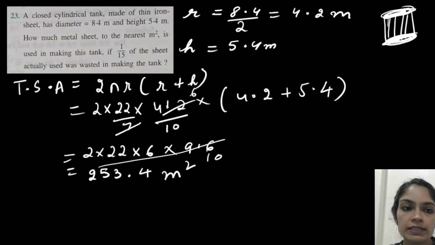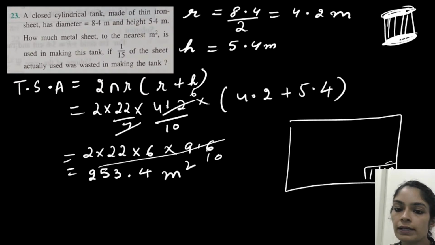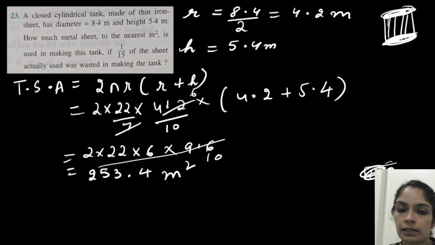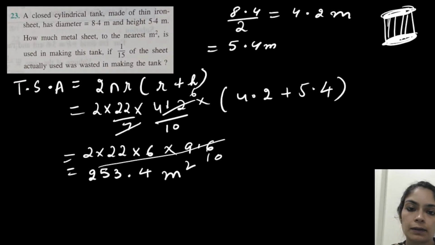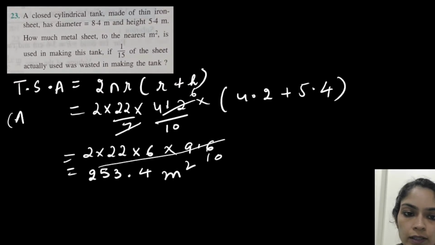Okay, so total surface area we have found, but we have to find how much metal sheet is required. Overall, if this much metal sheet we have used, some of the metal sheet got wasted also, like in the cutting part and all these things. So now we'll find that. How much metal got wasted? This total surface area will give us the metal which is actually used.